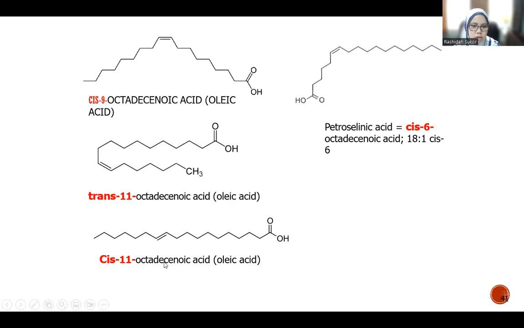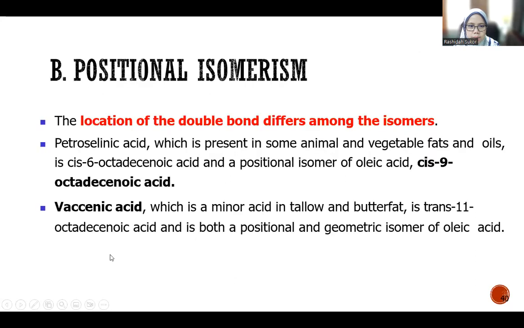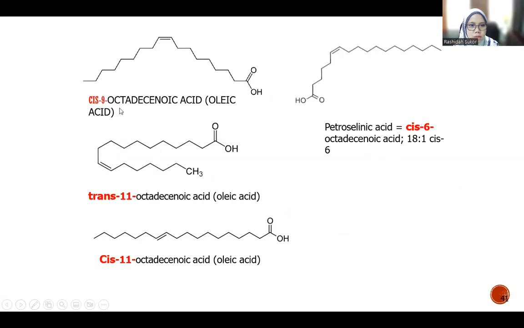So dengan cis-9-octadecanoic acid, which is another oleic acid. This one yang petroselinic acid ni is present. Is cis-6-octadecanoic acid and positional isomer of oleic acid. So positional isomer of cis-9, dia kata yang ni, positional isomer dengan yang ni. Okay, cis-9-octadecanoic acid, kita panggil isomer secara positional. Okay, petroselinic acid, cis-6-octadecanoic acid. Okay.